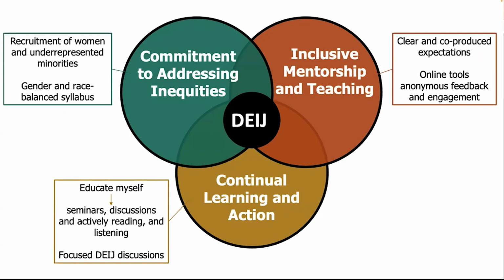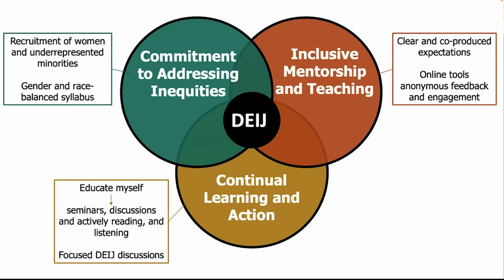So when we think about diversity, equity, inclusion, and justice, I have a commitment to address inequality. Being very specific, that means recruitment of underrepresented students and recruitment of women. It's also having a gender and race balanced syllabus. I think it's really important to think about who the stars of our field are, but also who is doing so much good research that we don't know about, and we could bring that into class. So, having inclusive mentorship and teaching, with clear co-produced expectations.